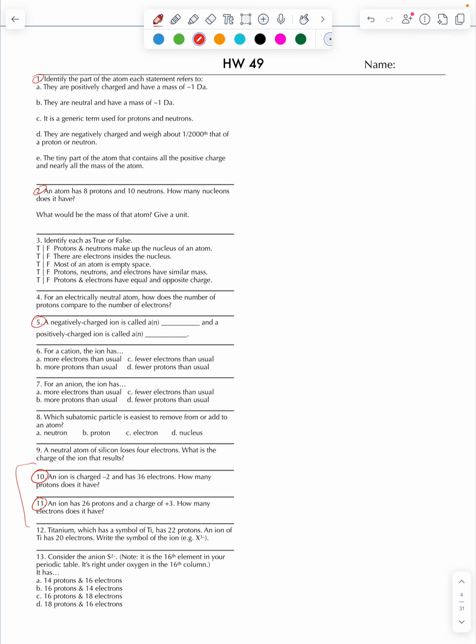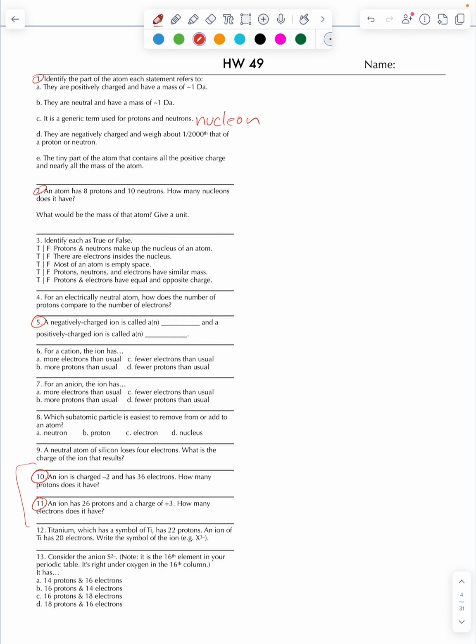They're positively charged and have a mass of about 1 Dalton. That's a proton. I'll just save time by not writing it. They're neutral, with a mass of about 1 Dalton. Neutron. A generic term used for a proton or a neutron: a nucleon. I'll go ahead and write that just so you know what I'm saying. They're negatively charged and weigh about a 2,000th of a Dalton. That's the electron. The tiny part of the atom that contains all the positive charge and nearly all the mass of the atom, that's the nucleus.